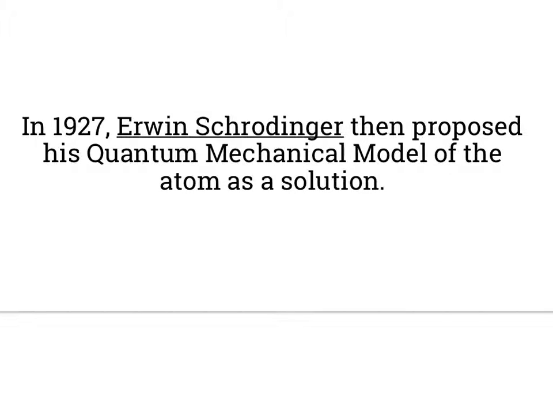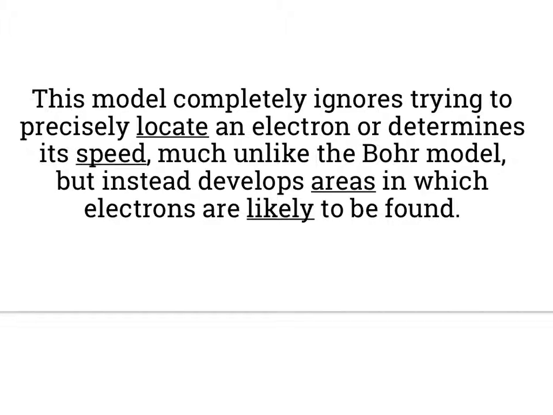In 1927, Erwin Schrödinger then proposed his quantum mechanical model of the atom as a solution. He took Heisenberg's ideas, he took Bohr's, and basically said, let me make these make a bit of sense. Well, he tried. And succeeded, but it's still crazy. The quantum mechanical model basically completely ignores trying to actually locate an electron. It just gives up, because Heisenberg says you're not going to be able to do this. It really just doesn't care. It's not going to deal with that.